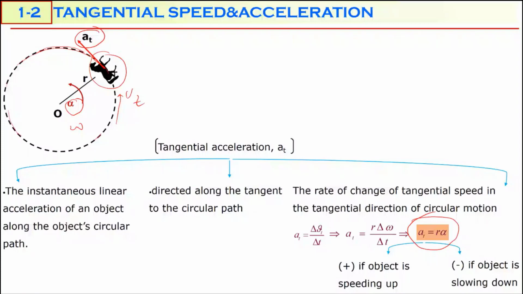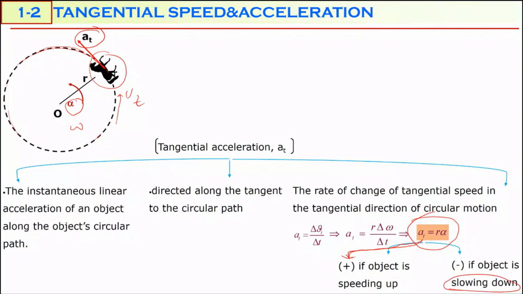And if this horse is speeding up, which means final speed will be greater than initial speed, then delta V, the change in speed, will be positive. That's why the object will have a positive tangential acceleration. So tangential acceleration will be positive if the object is speeding up, because final speed will be greater than initial speed. But if tangential acceleration is negative, final speed must be smaller than initial speed. That's why the object is slowing down.